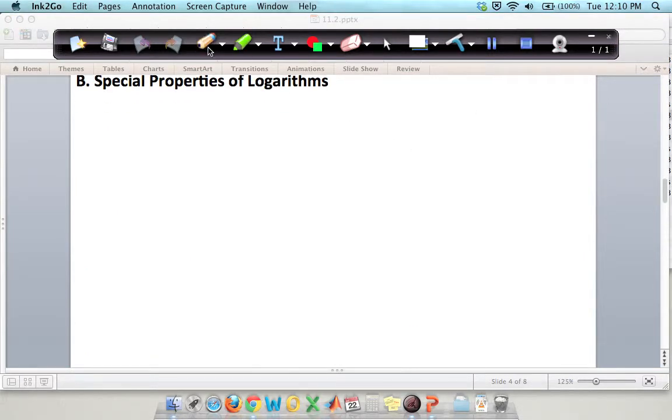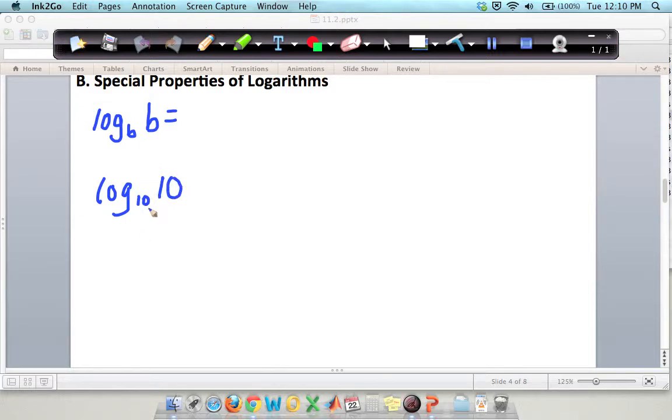Okay, so let's write down a couple of special properties of logs. The first one is that if your base and what you're taking the log of are the same, this is always going to equal one number. Let me just show you an example. We'll do base 10, remember we don't usually need to write this base, but I'm going to do it right now, of 10. So log base 10 of 10.